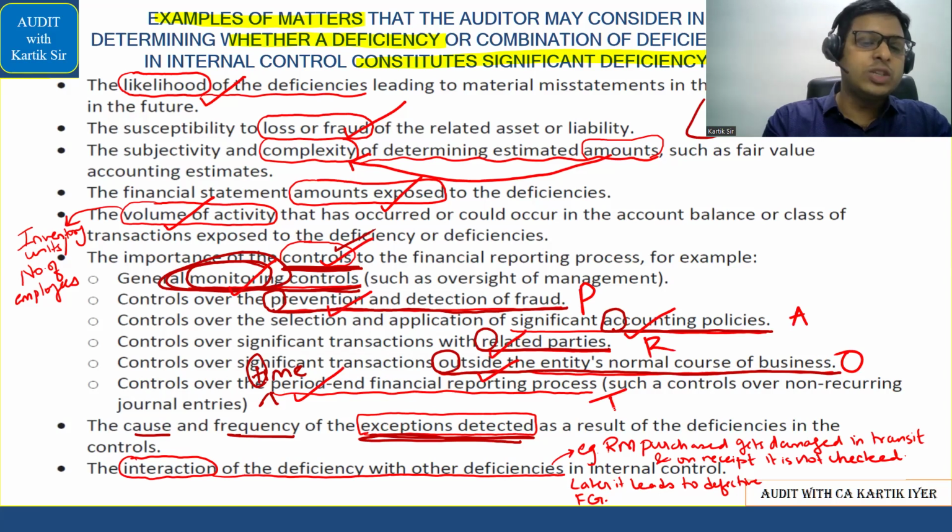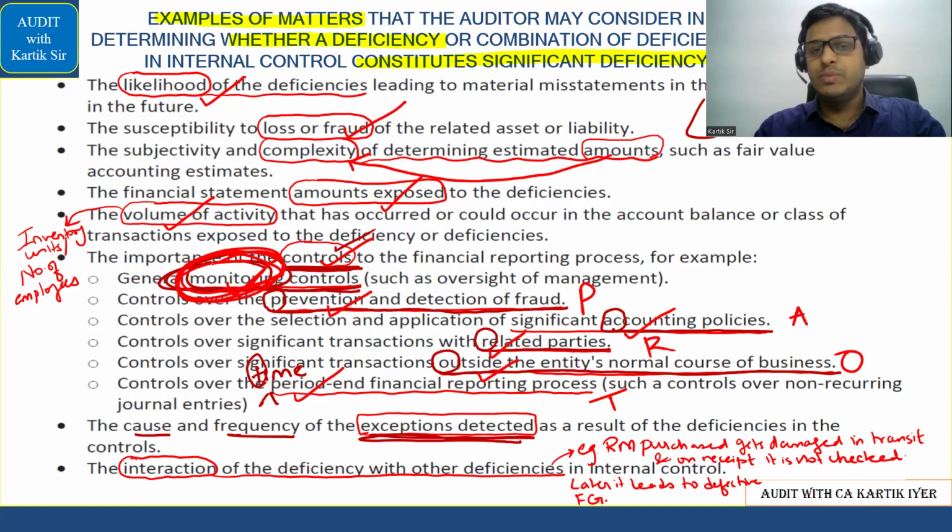So we'll call this code monitoring PAROT, monitoring being the first word here. Monitoring PAROT. Simple. Next, the two extra points to remember are exceptions, what we thought versus what we got is called exceptions, and finally the interaction of the deficiency with other deficiencies, which we are also looking at here.